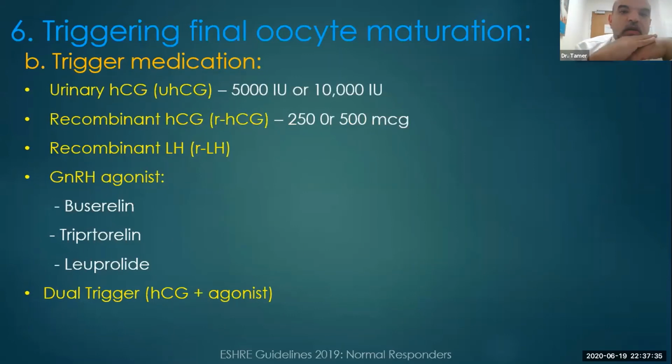To trigger the ovulation, these are all available, and we all know about them. Whether we use urinary HCG, 5,000 units, 10,000 units, we use recombinant HCG, 0.25 or 0.5. We use recombinant LH, agonist trigger, and all types of agonists, dual trigger using HCG and agonist. So there is a lot of noise here. So the guideline clearly shows what has evidence and what doesn't.